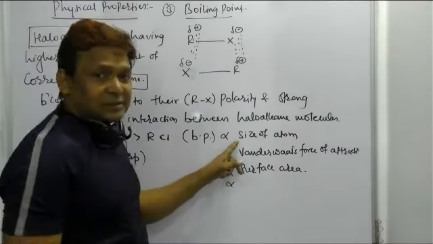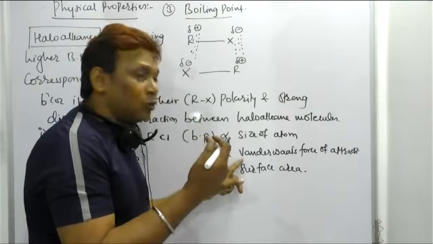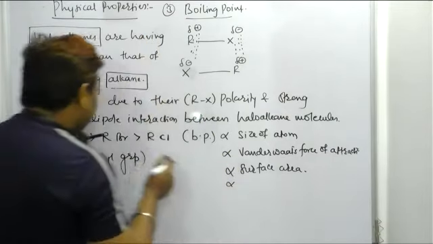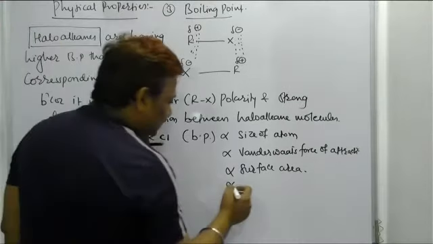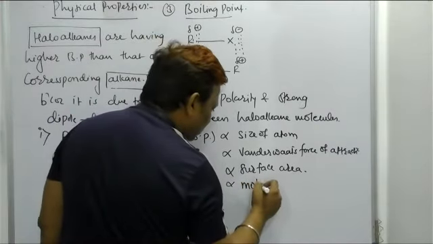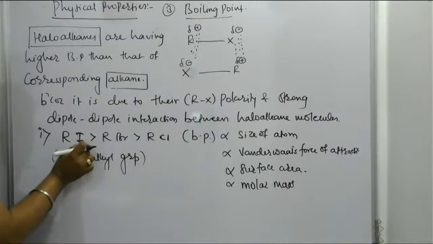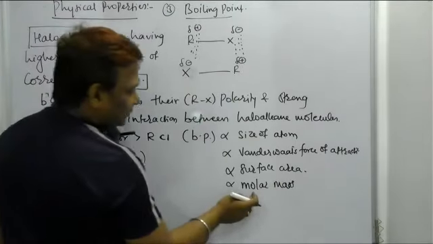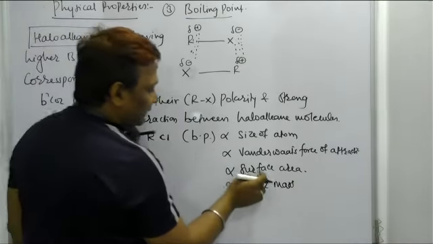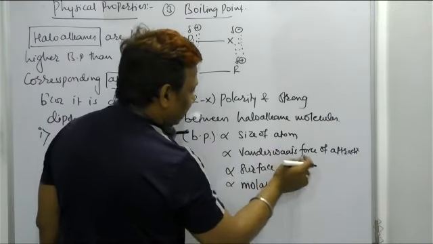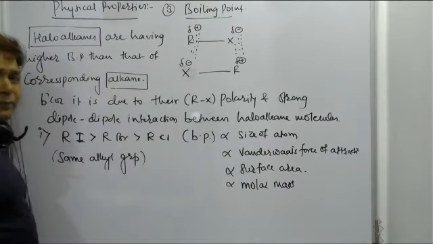The larger the size, the larger the van der Waals force of attraction and the greater the surface area. Got the point? The larger the iodine, the greater the molar mass, since size is directly proportional to molar mass. Between chlorine and iodine, iodine has the larger molar mass. So greater the molar mass, greater the boiling point. Greater the surface area, greater the boiling point. Greater the size, greater the van der Waals force of attraction, greater the boiling point.